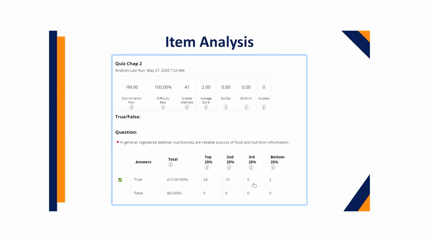So you may want to look at this. This was a great question because everyone got it correct. And I do like to have questions like that where it's easy enough for everyone to get it correct. So that's absolutely great. You don't want too many of those, but if one student had gotten this wrong, they're not even paying attention to what's on the test. Or if, say, 10 students got this wrong, they're not even reading this. I don't know much about nutrition, but I can read this question and get it correct also. In general, registered dietitian nutritionists are reliable sources of food and nutrition. It sounds true to me.